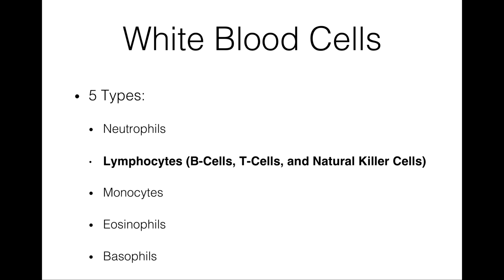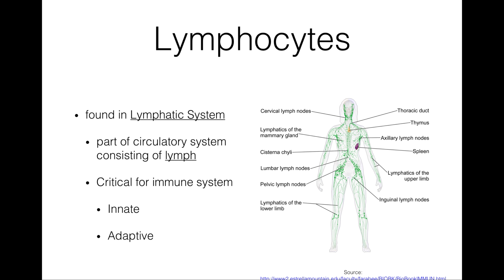Lymphocytes are one of the five main types of white blood cells, the other four being neutrophils, monocytes, eosinophils, and basophils. We're going to focus on lymphocytes because those consist of the B cells, T cells, and natural killer cells. Lymphocytes are found in the lymphatic system, obviously. They are the main consistency of the lymph, which is what flows in the lymphatic system, and they're critical for the immune system.